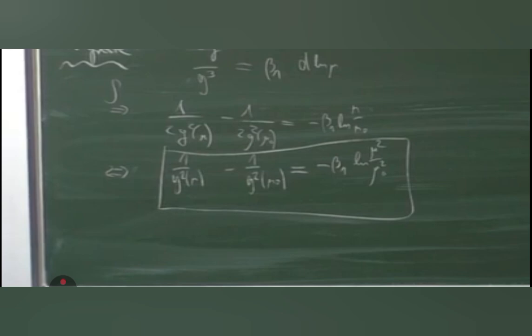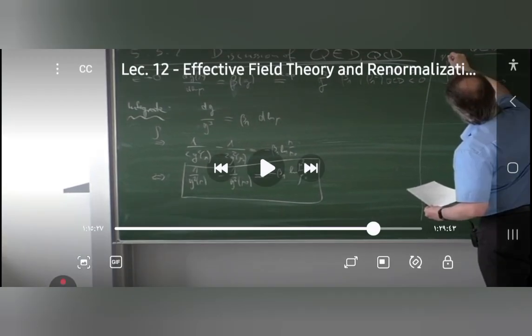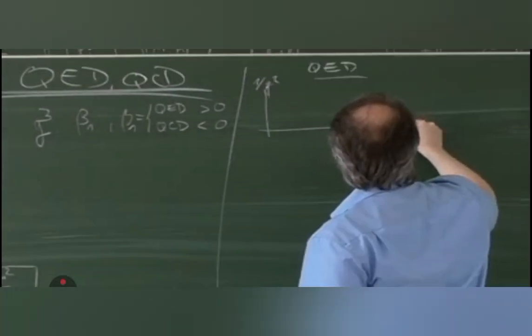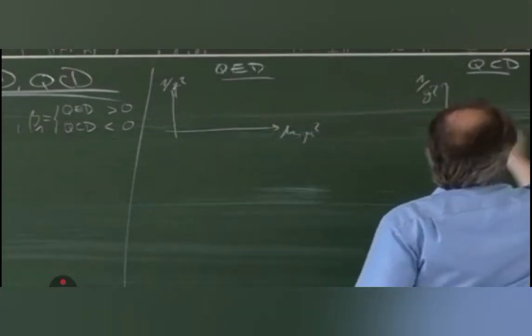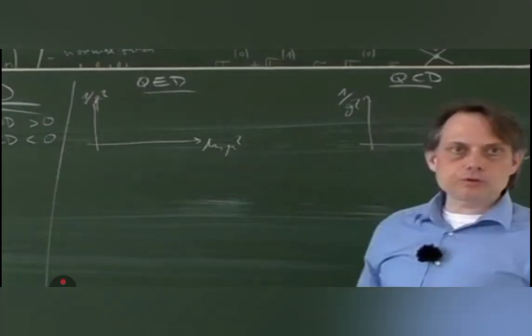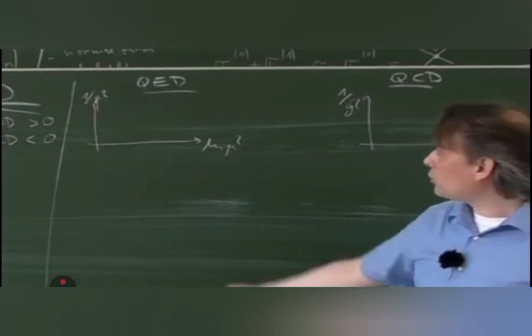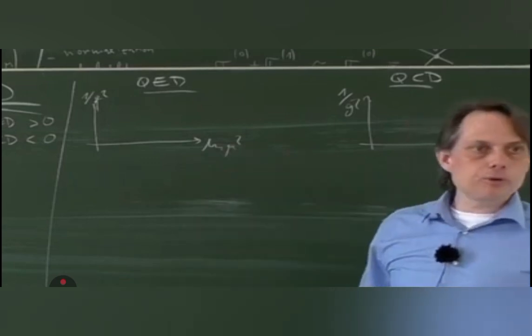Okay, let us look at this. First, let us look at the quantity 1 over g square as a function of ln mu square. Here as well, 1 over g square as a function of ln mu square. And you see that is also what is done in grand unified theories, because the couplings then run in a much simpler way. Okay, so how does it look like for QED?